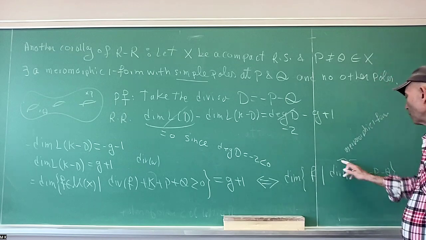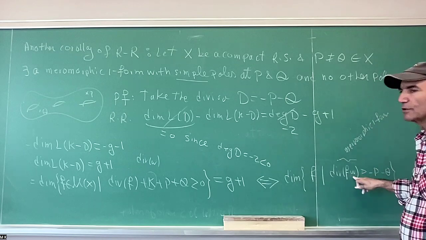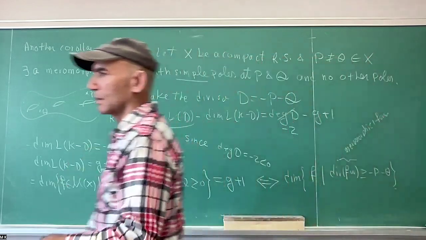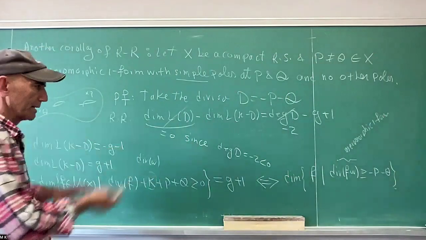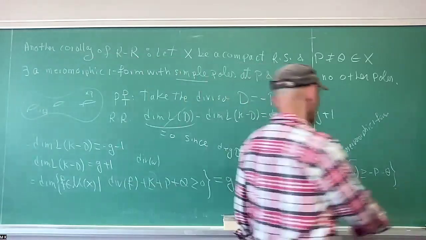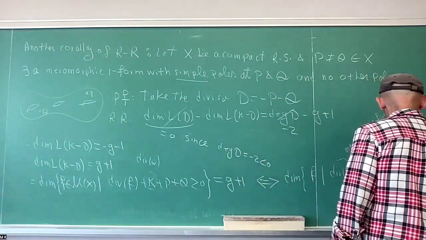And in fact, any meromorphic one form can be written as f omega once you fix omega, because you can divide two by each other, and then you get a meromorphic function in front, and that's what it is. This division is always very helpful. Okay, so this dimension is equal to G plus 1.